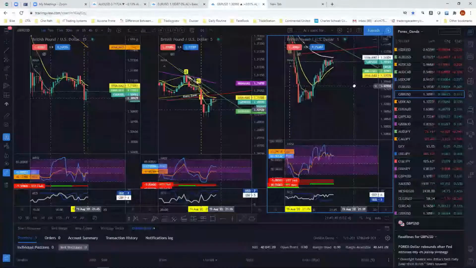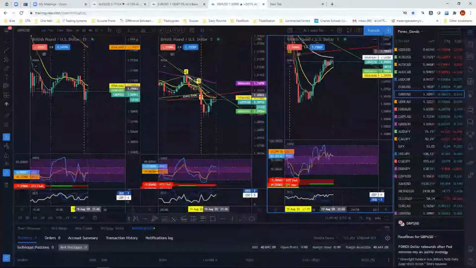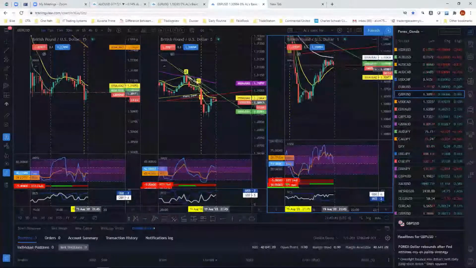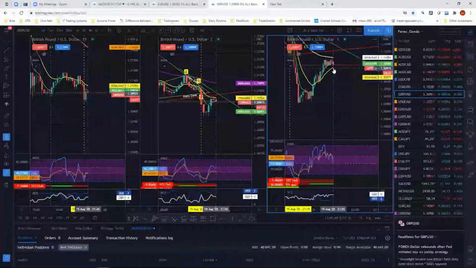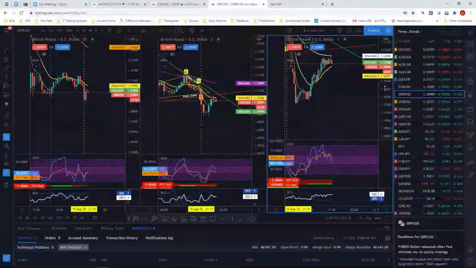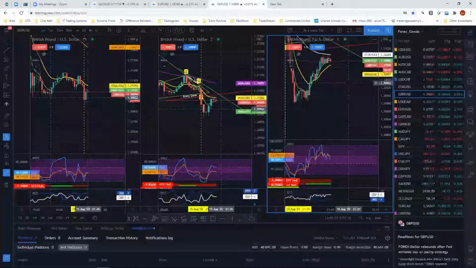Right now I'm looking for these moving averages to get themselves in the proper order. If I can get a close below the yellow and get the green moving average to flip over.